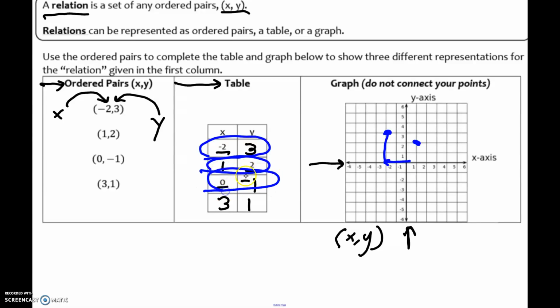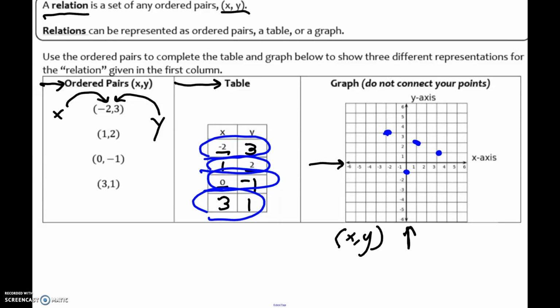And then I'm going to do 0, -1. So 0 across means I'm just going to stay where I am at the origin, and I'm going to go -1 or down 1. And then finally, I'm going to plot the point 3, 1. So I'm going to go to the right 3, up 1. Now I'm just going to take a second to erase those lines that I had drawn in the first point that I plotted so that we can see what the graph of this relation looks like.